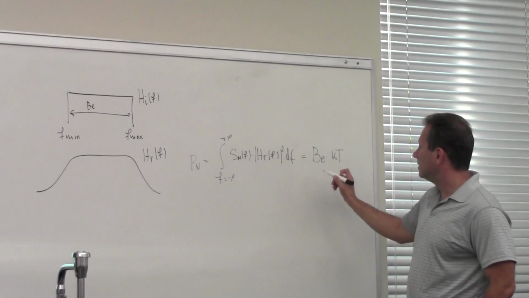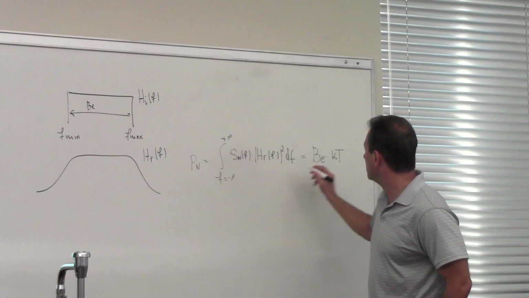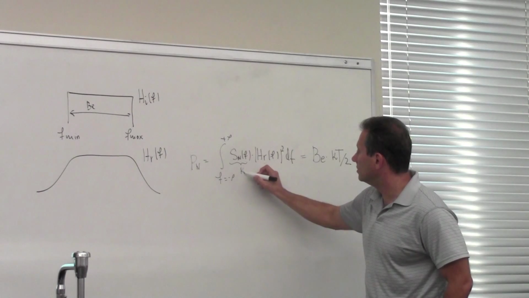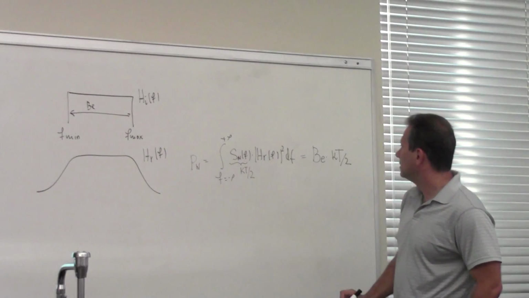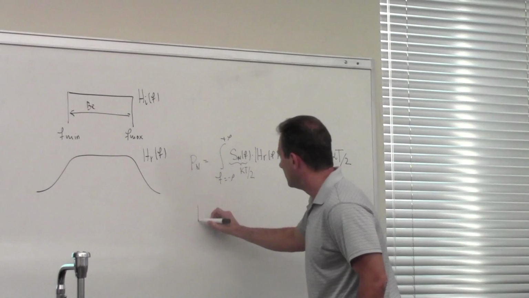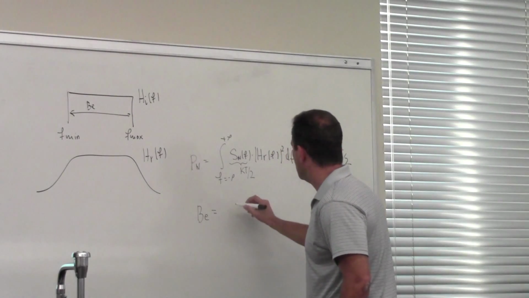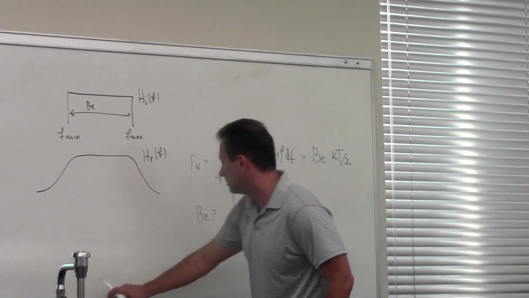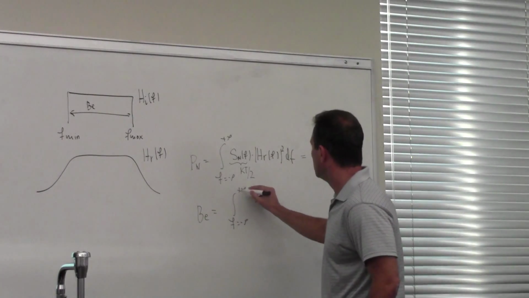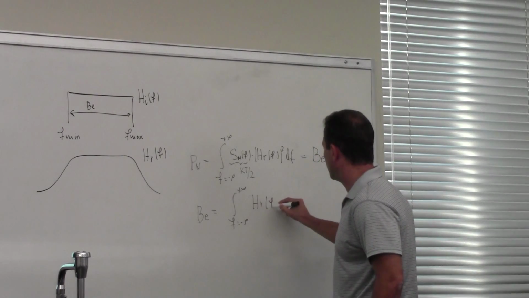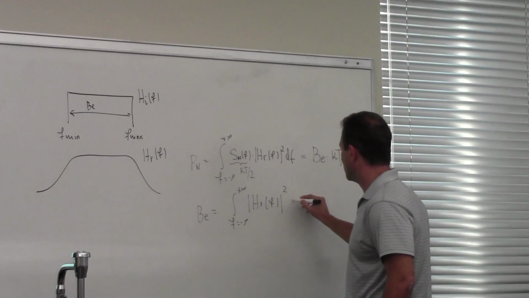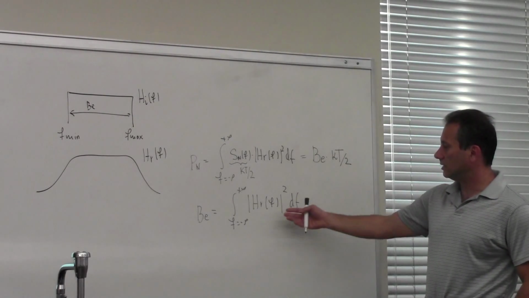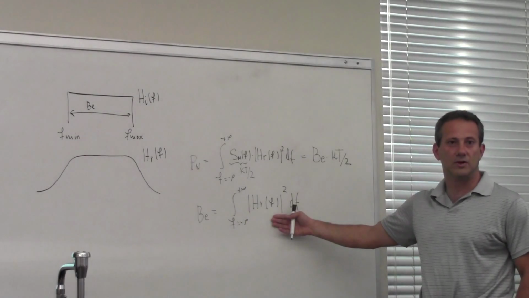And then since this is also, let's say, KT over 2 because I'm doing double-sided, then they cancel, and you end up with the equivalent bandwidth being the integral, f goes from minus infinity to plus infinity, of H real of f magnitude squared. So it links this to the actual frequency response.